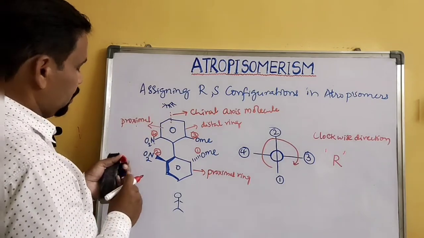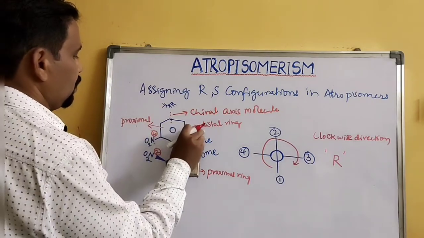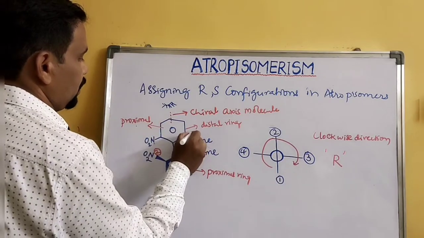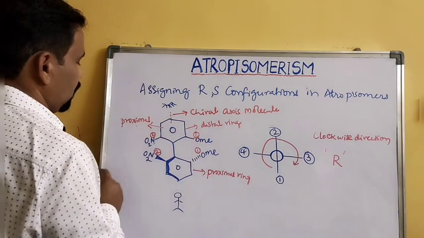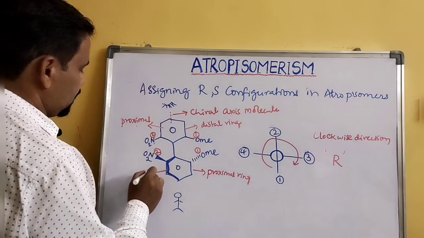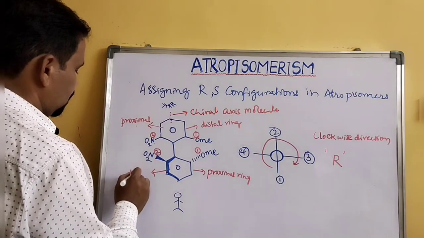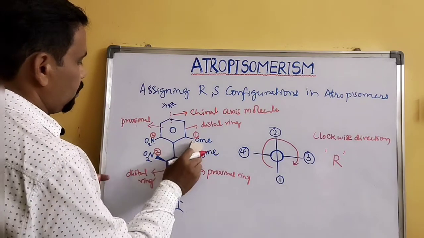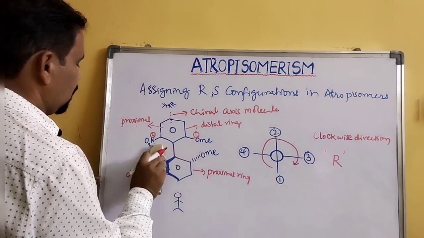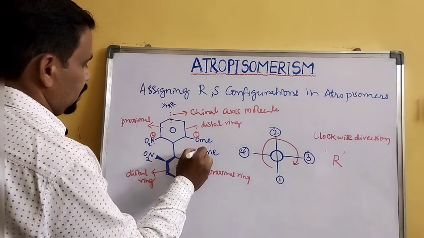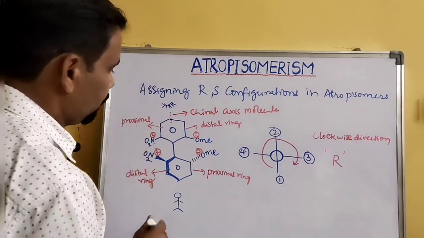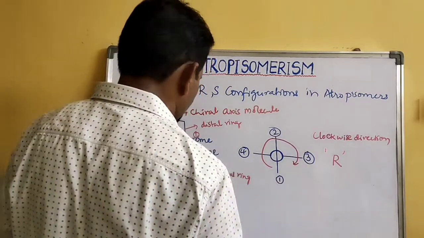Okay, then give the priorities like this, here 1 and here 2. And this is the distal ring, and the priorities, this is 3 and this is 4. Now you can convert that into Newman projection.